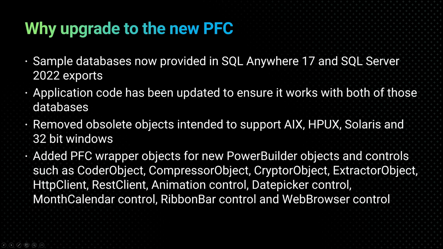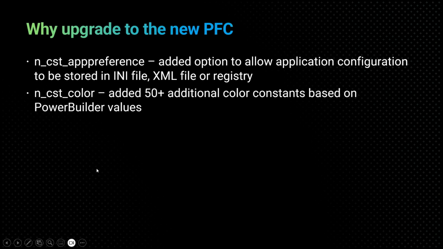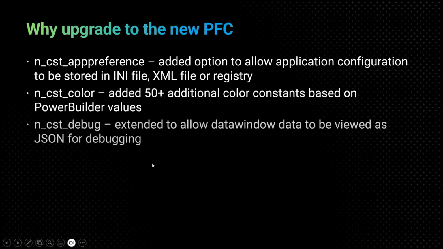We've added an NCust app preference service. What this allows you to do is to take the application configuration information that you would store in an INI file and move it to an XML file instead, or pull it from the registry. The NCust color object already existed, but we added over 50 additional color constants based on the values that you can select in the PowerBuilder designers.